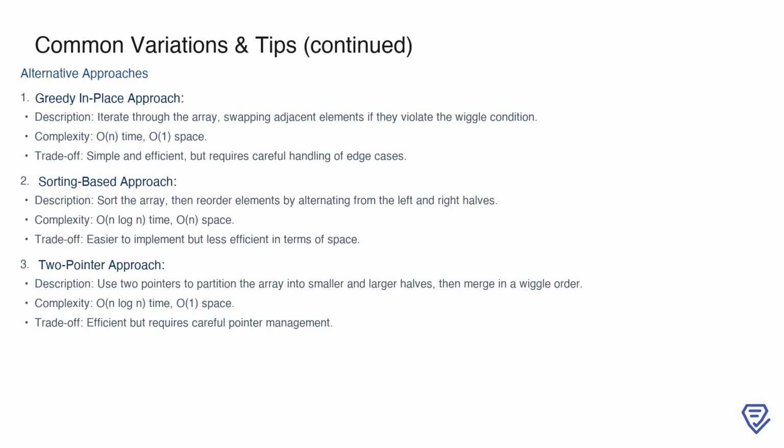Finally, the two-pointer approach involves partitioning the array into smaller and larger halves and then merging them in a wiggle order. This method strikes a balance with O(n log n) time and O(1) space complexity, but it requires precise pointer management to avoid mistakes. Each of these approaches has its merits, so the best choice depends on the specific constraints and goals of the problem you're solving.